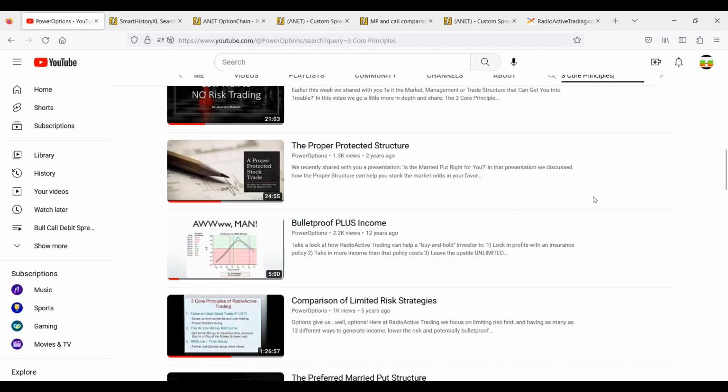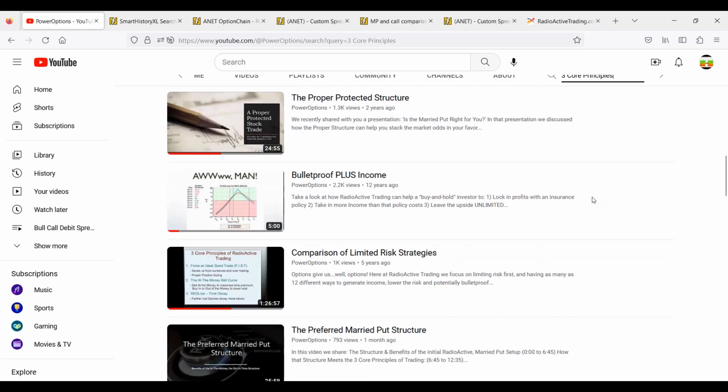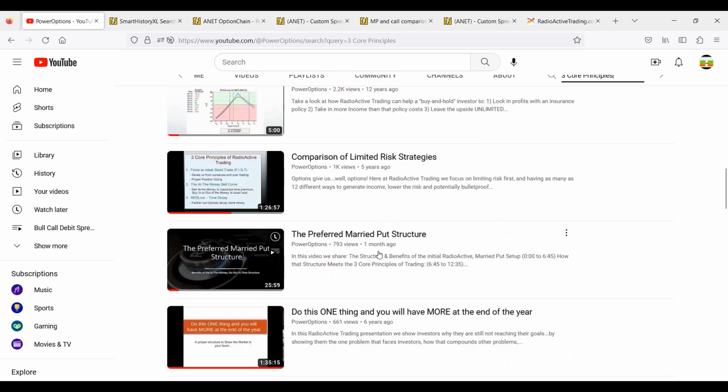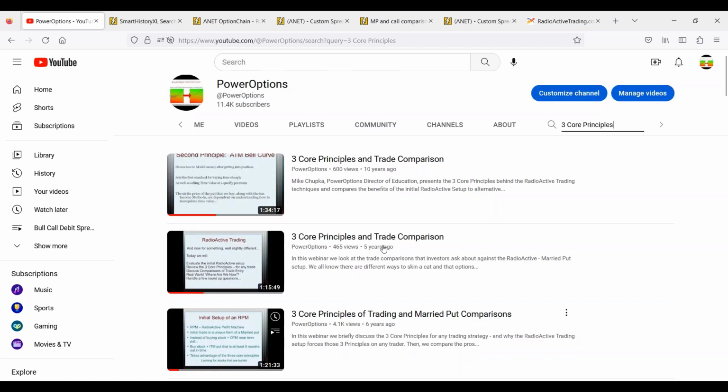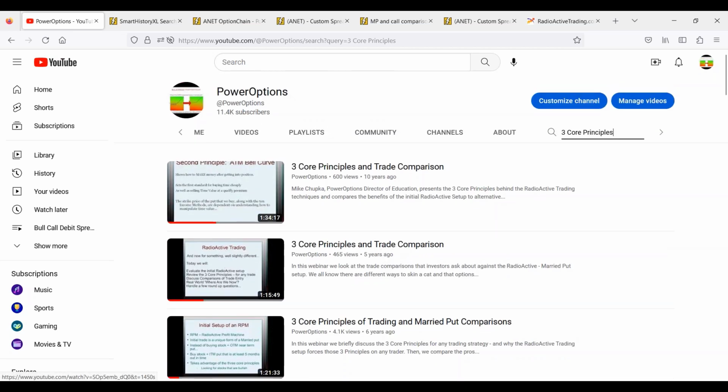I'm sorry, there are some summaries I did recently, and I can't remember if it's in the preferred married put structure. I think that's where we talk about the 3 core principles. But yeah, this one breaks down those 3 comparisons a little bit differently with some other examples. It is a bit long, but you can just fast forward because it's full slides, so you can see when I start a new section on comparing the naked put or calendar put, comparing the in the money long strangle, and comparing the long call.